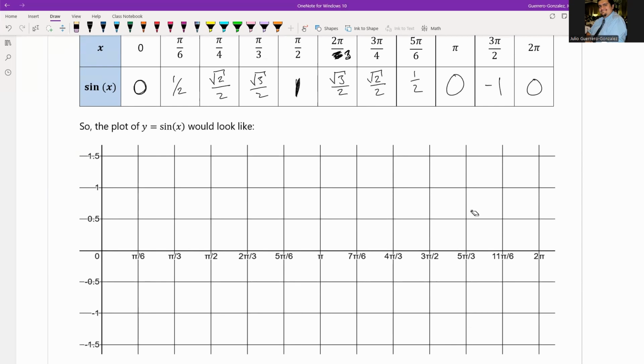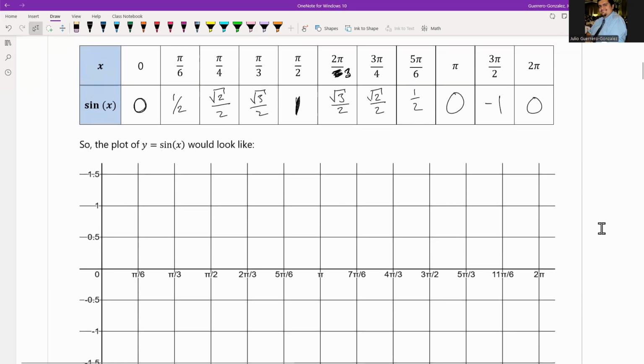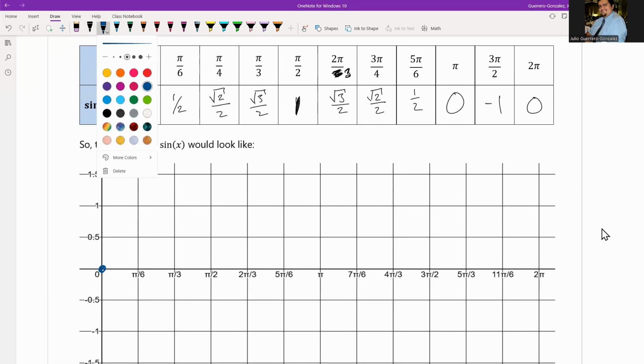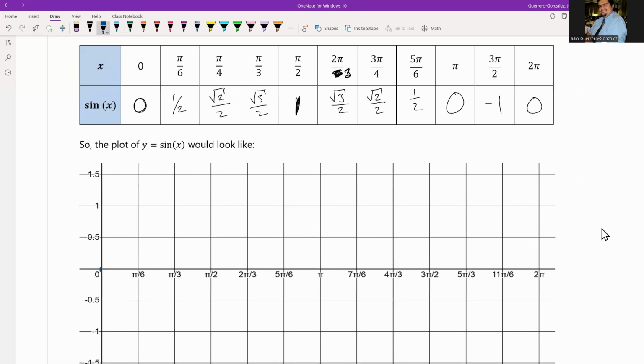I'm going to graph all these points that I gave you up above. For 0, your sine of x is going to be 0. So that's right here. Actually, let me thicken up that point a little bit. For pi over 6, it's going to be 1/2, so right there. For pi over 4, which is about halfway through right there, it's going to be root 2 over 2. Pi over 3 is going to be really close right there. Pi over 2 is now 1.